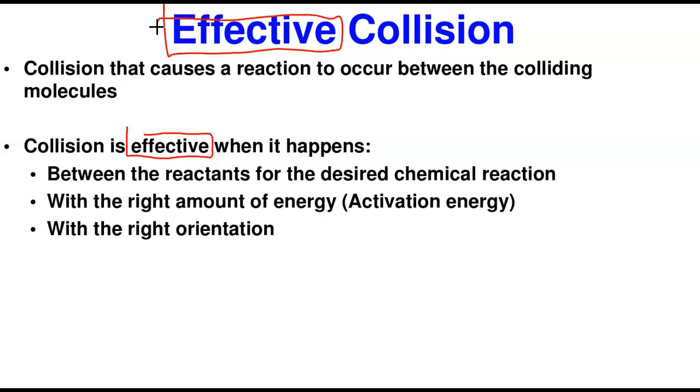The collision is effective when it happens between, number one, the reactants for a desired chemical reaction. You must have the necessary reactants that are needed for that chemical reaction to occur. Number two, they must have the right amount of energy. Which energy? They must have the proper activation energy for that reaction to occur. And finally, they must be properly oriented, like I showed you already. If the orientation is not there, so you find out that effective collision have all these pieces.